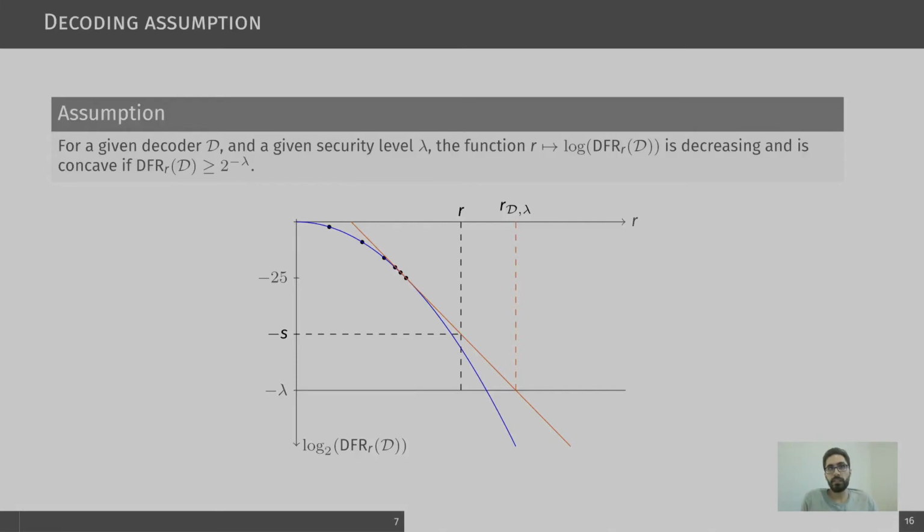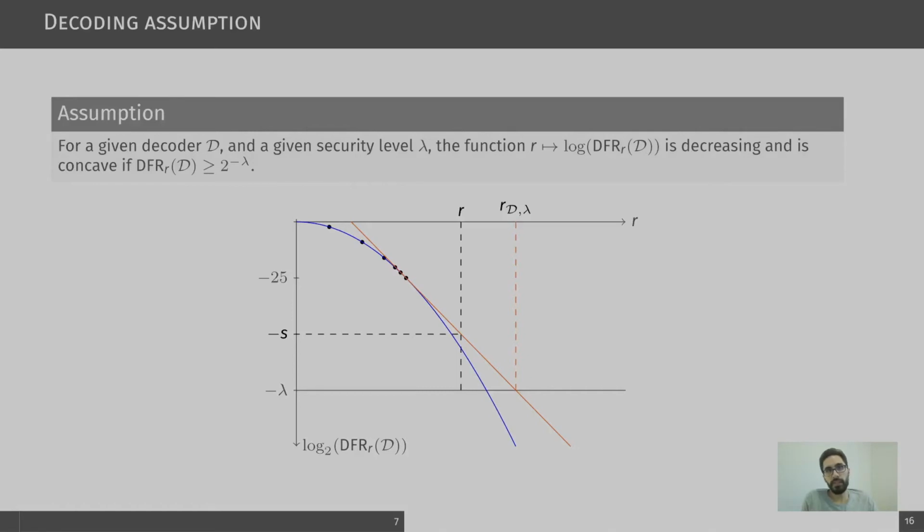So it means that W and T are fixed. So what the assumption says is that the logarithm of the DFR is concave. So we will use this assumption to estimate the DFR of an efficient algorithm, such as the one that I will explain in a few slides. So the way we use it is as explained in the illustration.